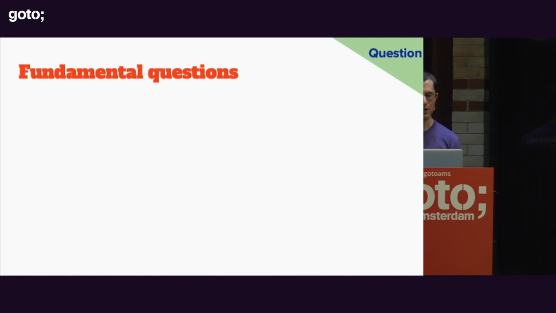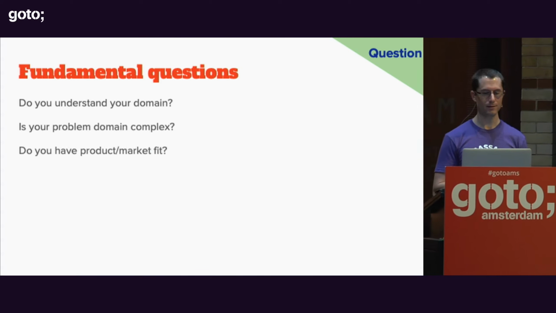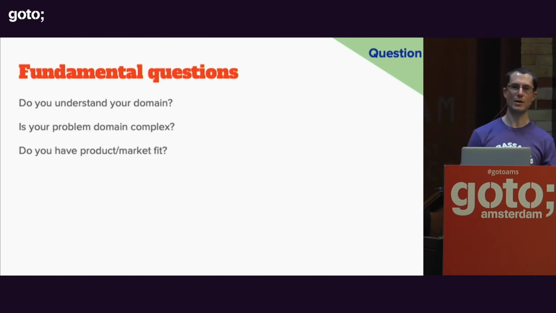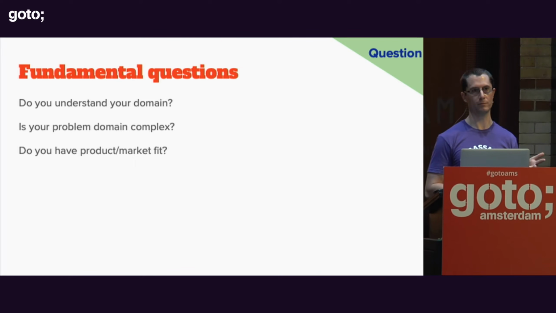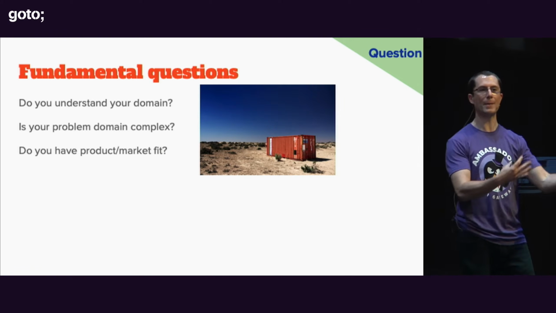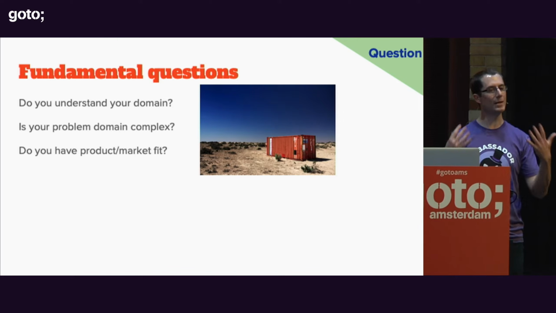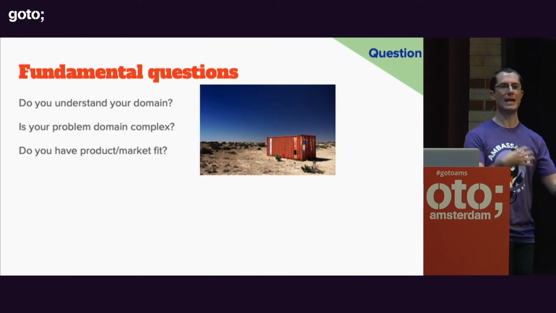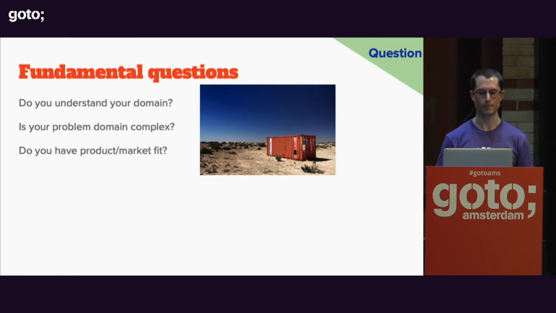Now, some fundamental questions. Do you understand your domain? Is the problem domain complex? Do you have product market fit? If you answer no to any of these, probably best not to start building a platform, yeah. Go with a monolith. Chuck it in a container, chuck it on App Engine, chuck it on Heroku. This probably seems really obvious to you, but so many companies I've consulted for have been like, we'll build out this amazing Kubernetes thing, and then we'll put the app on top. If you've not got product market fit, that's probably not the right thing to do.